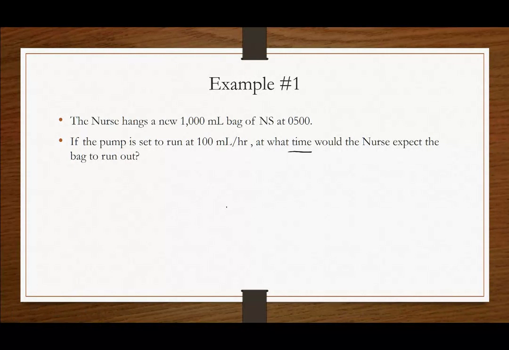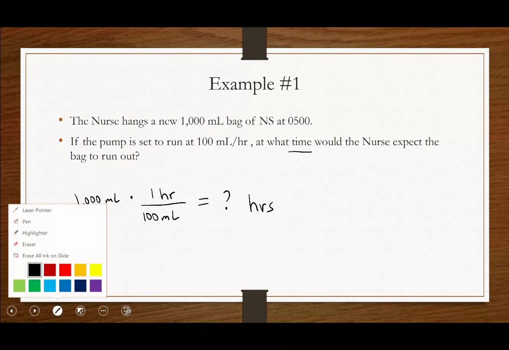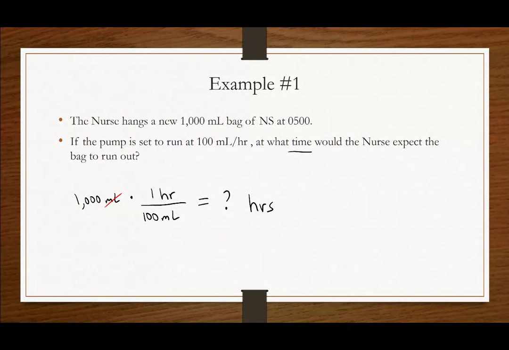At what time should we expect the bag to be finished? In this case, we'll look at it in hours. So we have a 1,000 milliliter bag, and it's being infused, we know, at a rate of 100 milliliters per hour. So if we want hours to be our ending unit, we'll have 1 hour in the numerator, 100 milliliters in the denominator. So it's a basic division problem here. For every 1 hour that passes, we'll have 100 less milliliters in our bag. So over the course of 10 hours, we should expect the bag to be empty.